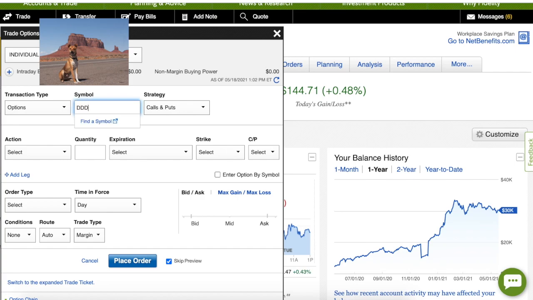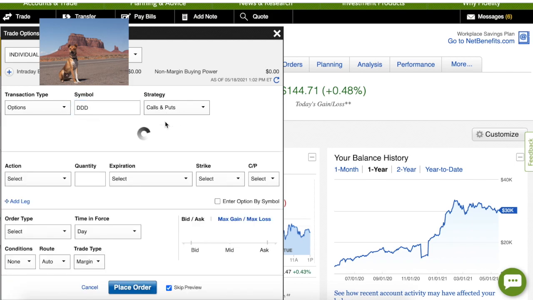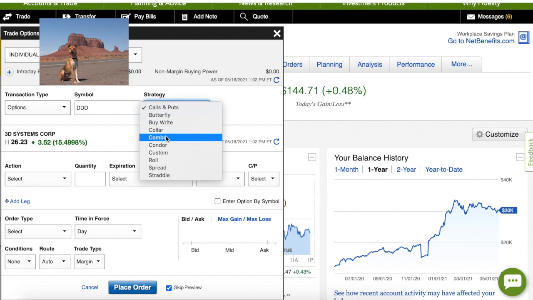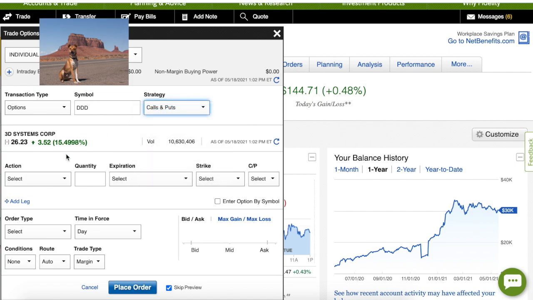Okay, so say we're going to sell a cash secured put on 3D Systems. So type in the symbol, calls and puts, and it has all these things which you can do. Anyway, I'm just going to stay on calls and puts because I'm not selling a spread or anything. And I'm opening a position, so it's going to be either a buy to open or a sell to open, and I'm selling a cash secured put, so I'm going to click sell to open.